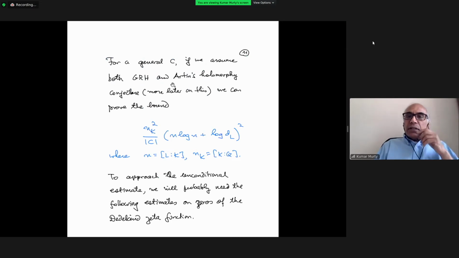Now, for a general conjugacy class, if you assume not only the Riemann hypothesis, but Artin's holomorphic conjecture, and we'll say a little bit more about that later, then you do get a bound that depends on the size of the conjugacy class on the bottom, exactly of the kind I'm saying. Basically, you have some other decorations here, but basically it's the square of the log discriminant divided by the size of the conjugacy class.